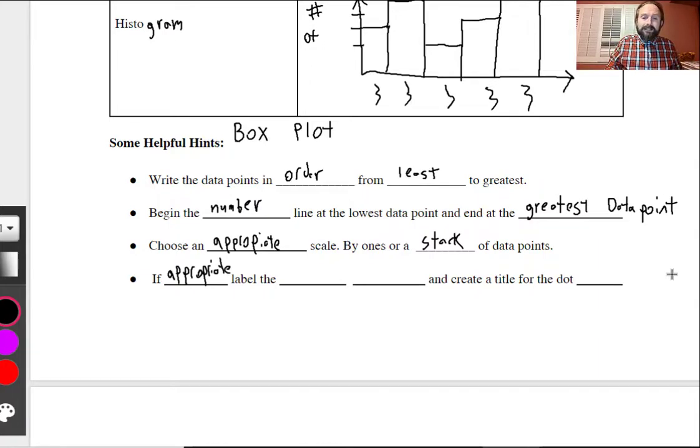We're going to label the number line and create a title for the dot plot. All right, let's go on.